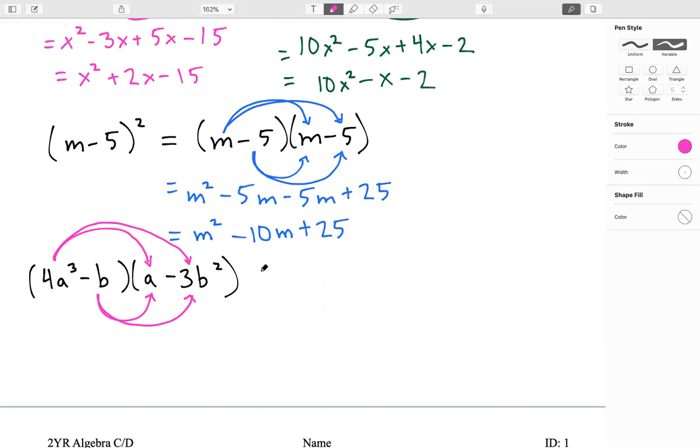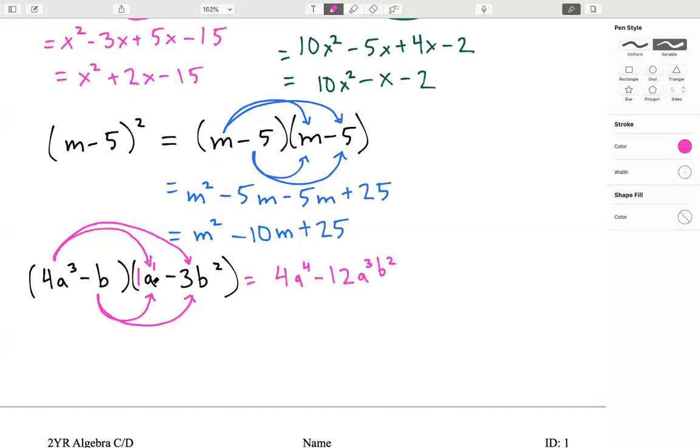Now, let's rewrite this thing here. I'm going to write it over here because I'm running out of room. 4 times, and that's a 1 in front here. 4 times 1 is 4. And then there's a 1 up there. A to the third times a to the first. We add the exponents. 3 plus 1 is 4. And then we're going to have 4a cubed times negative 3b squared. So 4 times negative 3 is negative 12. A cubed times b squared is just a cubed, b squared.